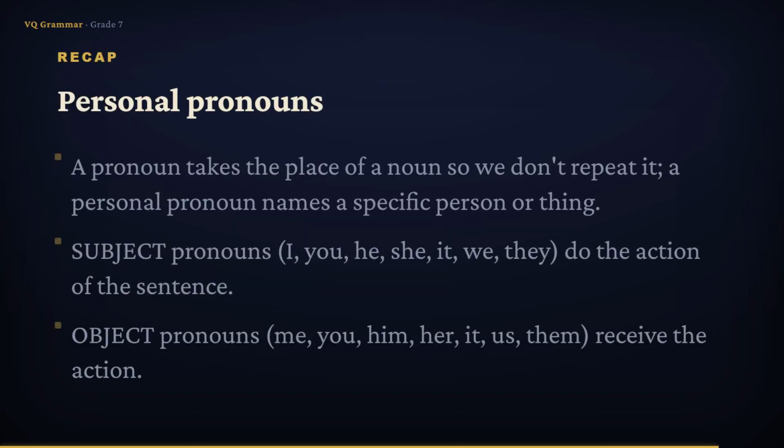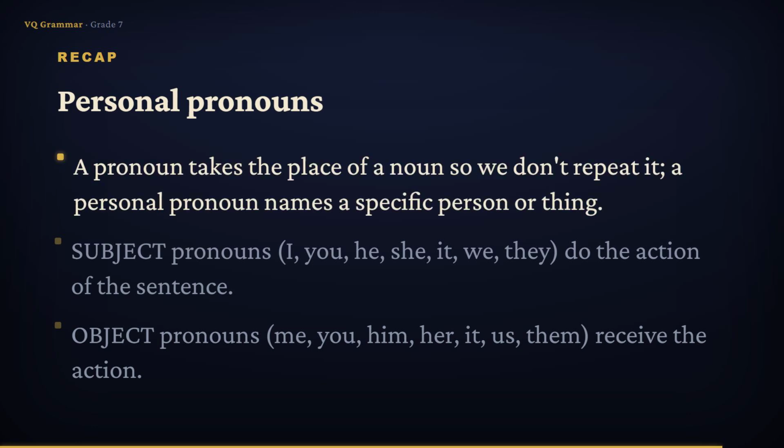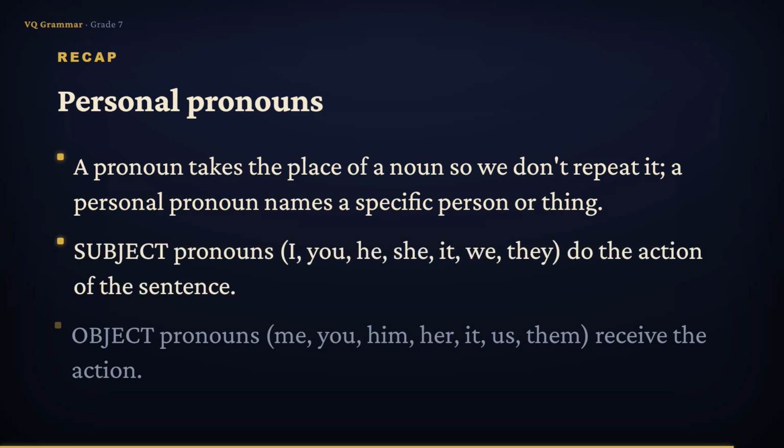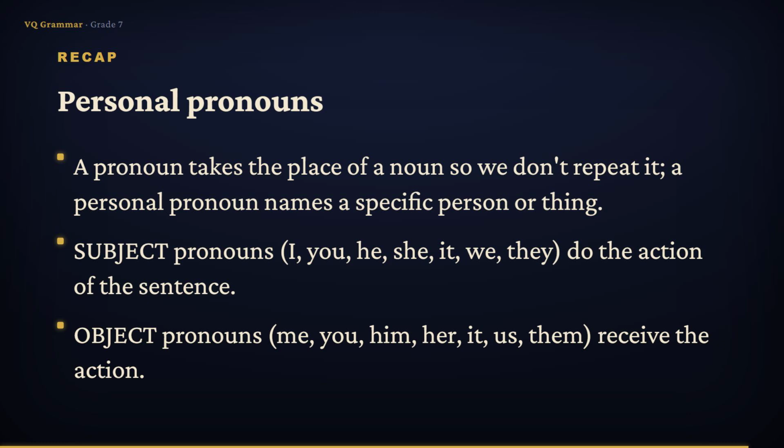Let's gather up what we learned. A pronoun takes the place of a noun, so we don't have to repeat it. And a personal pronoun names a specific person or thing. Subject pronouns, I, you, he, she, it, we, and they, do the action of the sentence. Object pronouns, me, you, him, her, it, us, and them, receive the action. When you're unsure which to use, just ask what job the pronoun is doing, and let that pick the form.